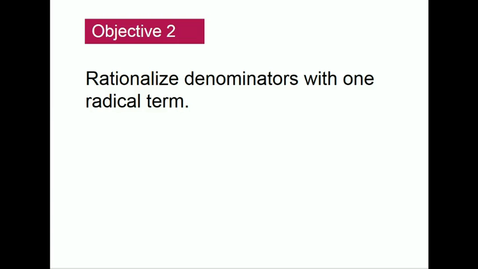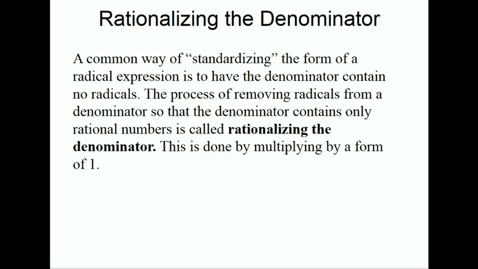So now we're going to look at rationalizing denominators with one radical term. So remember from our rules from last week, remember you can't have a radical in the denominator. So what we're doing is rationalizing the denominator, turning that denominator into a rational number. So as it says, the common way of standardizing this form of radical expression is to have the denominator contain no radicals. So this is called rationalizing the denominator.